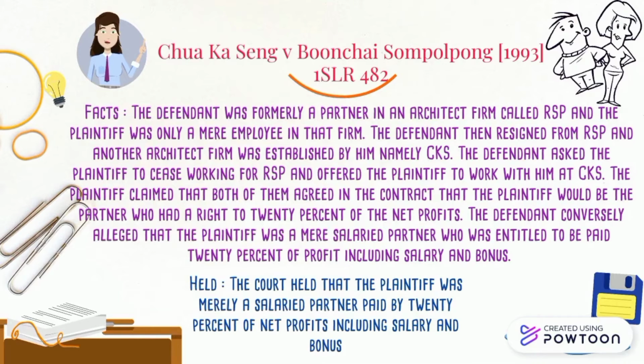The plaintiff claimed that both of them agreed in the contract that the plaintiff will be the partner who had the right to 20% of the net profits. The defendant conversely said that the plaintiff was a mere salaried partner who was entitled to be paid 20% of profit, including salary and bonus. It was held that the plaintiff was merely a salaried partner paid by 20% of the net profits, including salary and also bonus.